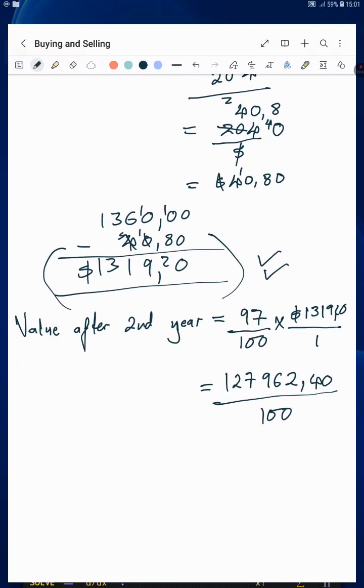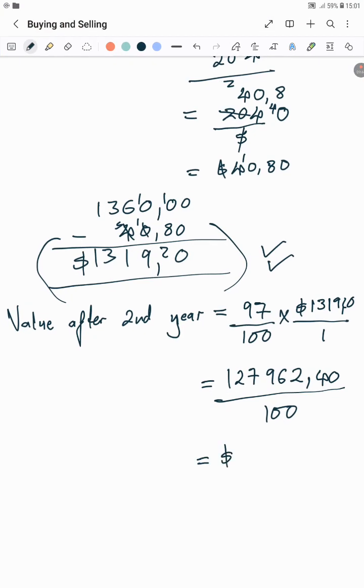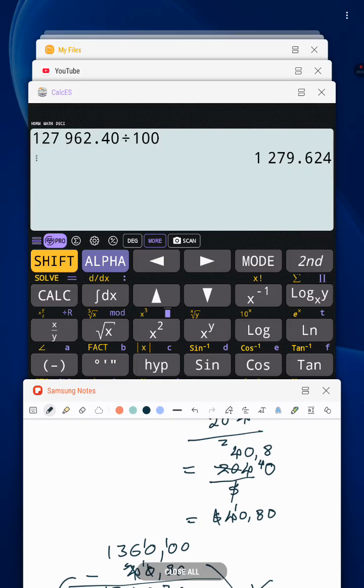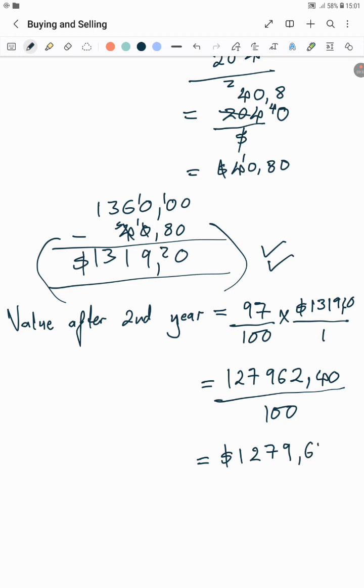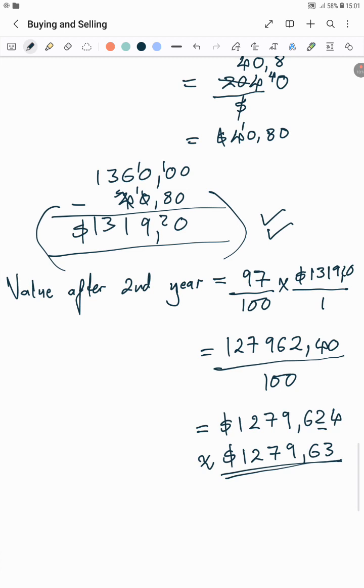1,279.624, which can be written approximately as 1,279.63 cents. So this is the value after 2 years of depreciation.